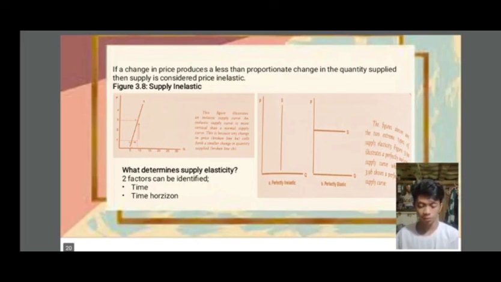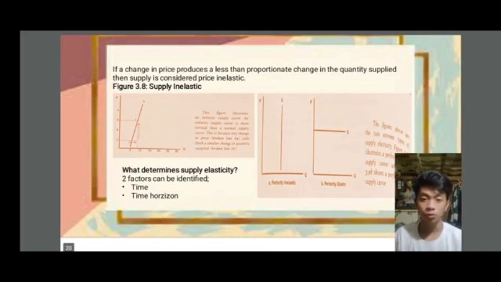What determines supply elasticity? Two factors can be identified. The first one is time. Time is a determinant of supply elasticity, as producers respond to changes in price from time to time given a certain period. The second one is time horizon. The longer the time period, the greater the elasticity, as consumers have more time to adapt and find substitutes.